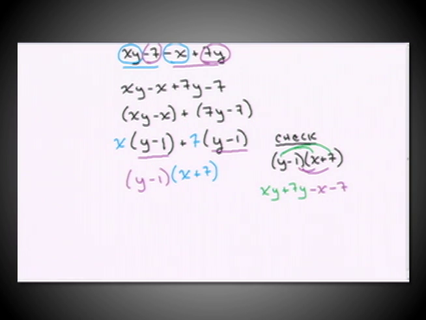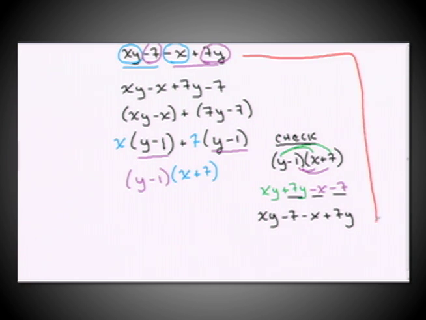So let's see if we can match that original polynomial and rearrange into xy minus 7 minus x plus 7y. And sure enough, we end up with the same polynomial that we began with. So we are safe to say that y minus 1 times x plus 7 is the factored form of the polynomial xy minus 7 minus x plus 7y.